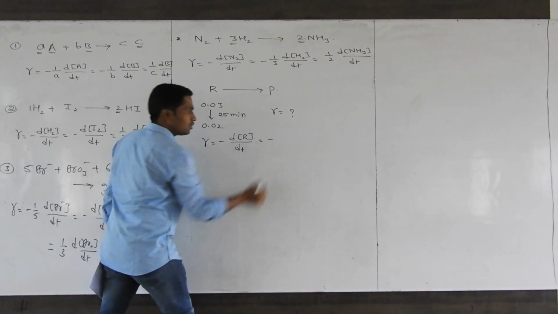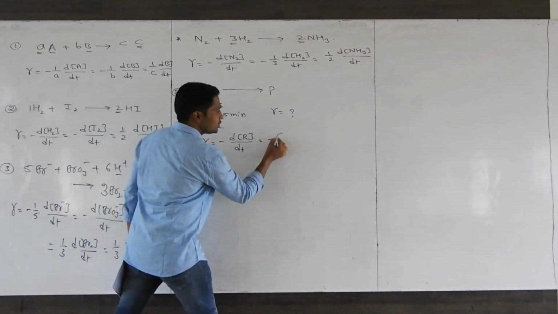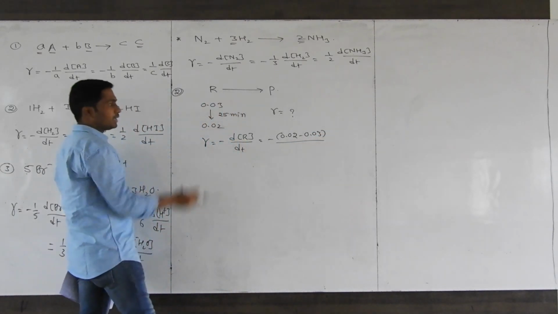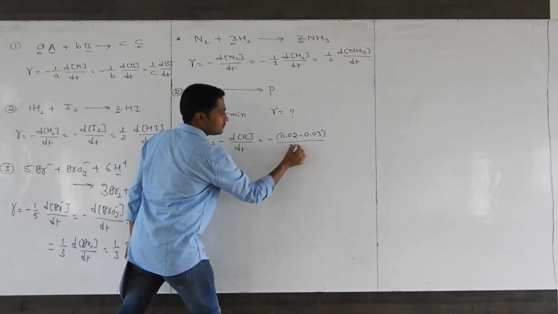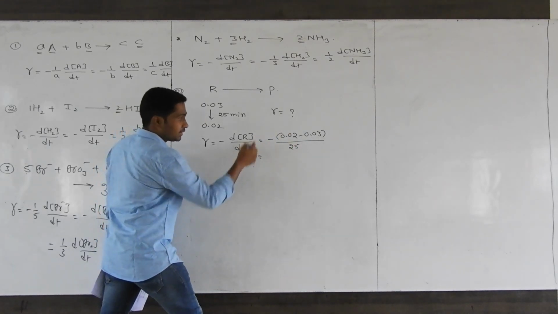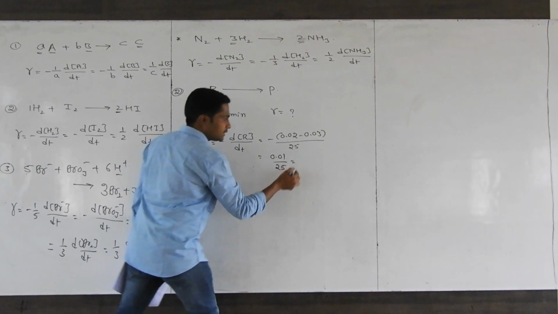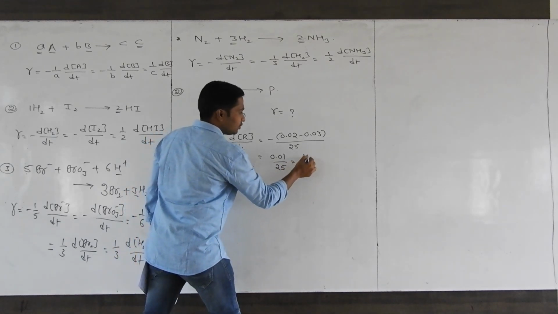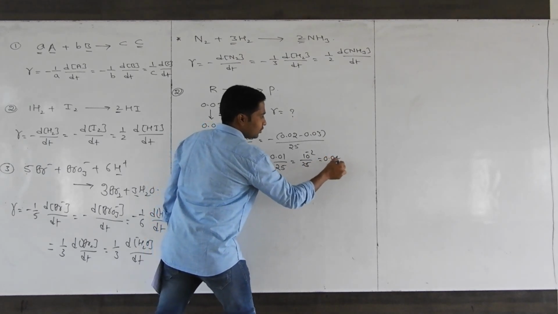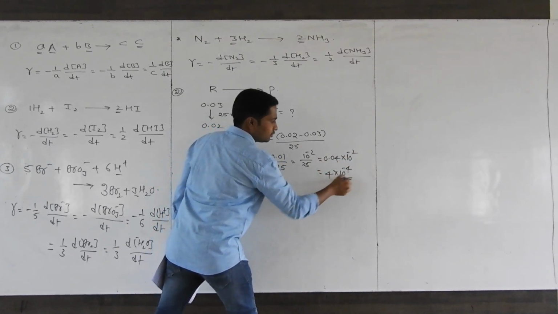Then minus of change in concentration, how can you measure? Final minus initial. Final is how much? 0.02. Initial 0.03, by time interval, how much? 25 minutes. So what is coming? 0.02 minus 0.03 means minus 0.01. The minus of minus becomes plus, so 0.01 by 25. How much is it coming? It is nothing but 10 to the power of minus 2 by 25. It is nothing but 0.04 into 10 to the power of minus 2. It is nothing but 4 into 10 to the power of minus 4.